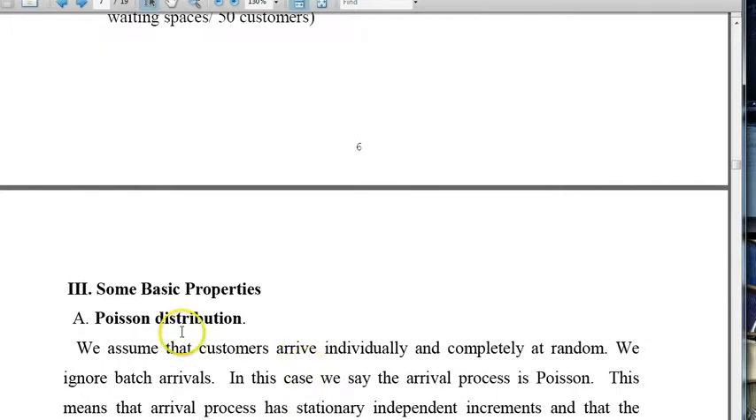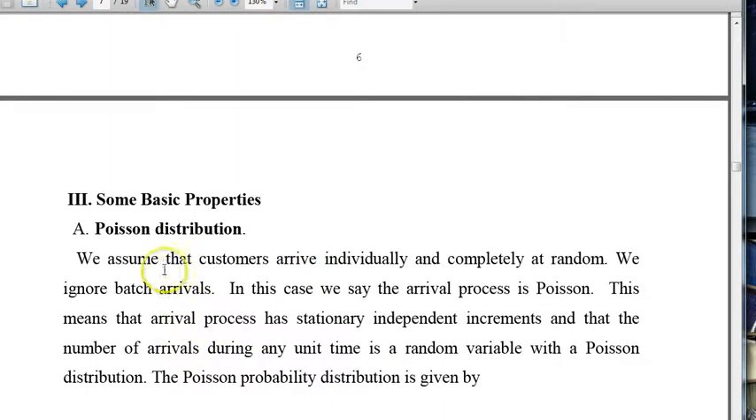So I want to talk about some basic properties. Most of the time, if we collect data, the input for the system is really customer arrivals and service times. So if we collect data on time between arrivals, or the number of customer arrivals for any unit of time, we'll find that to be a Poisson distribution. So we're going to review a little bit the Poisson distribution.